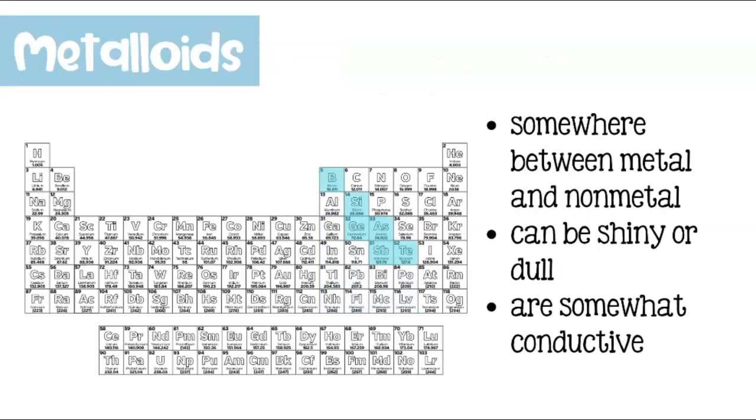Now, the metalloids in light blue are somewhere between metals and nonmetals. They're also called the stair-step elements because they form a staircase. These elements can be shiny or dull, and they are somewhat conductive, but not as much so as metals.